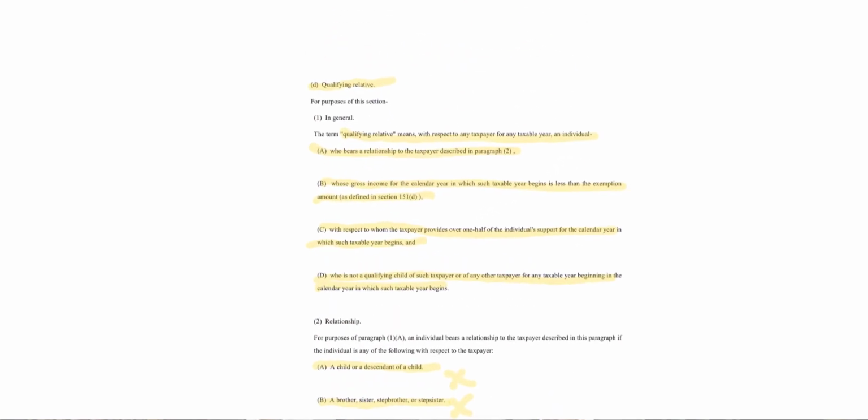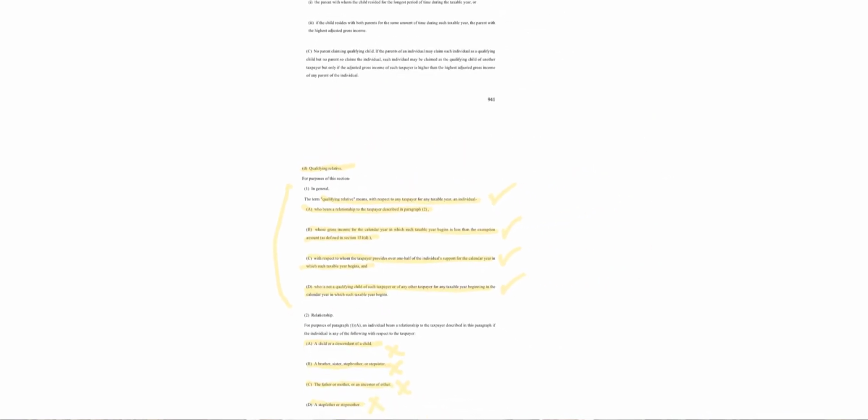Gross income, there's none, so we have relationship. There's no gross income. She does provide more than half the support. And again, she's not a qualifying child. So we meet all three. So therefore, the answer would be that she is a dependent under the qualifying relative test under 152 D.